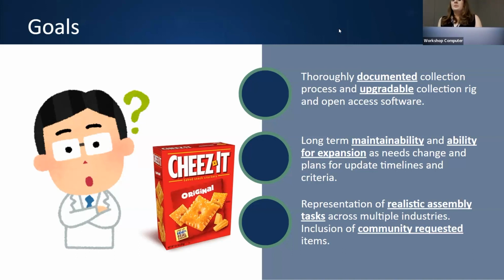Have a long-term plan for maintainability and the ability for expansion as needs change in the community, and provide plans to update timelines and criteria. And then finally, representation of realistic assembly tasks across multiple industries and the inclusion of community requested items. So the idea here is to involve the community and ask them what objects they would like included, and update and add things over time.